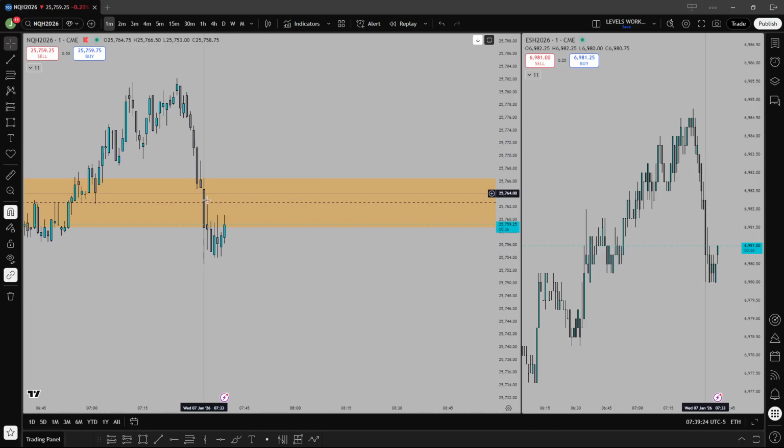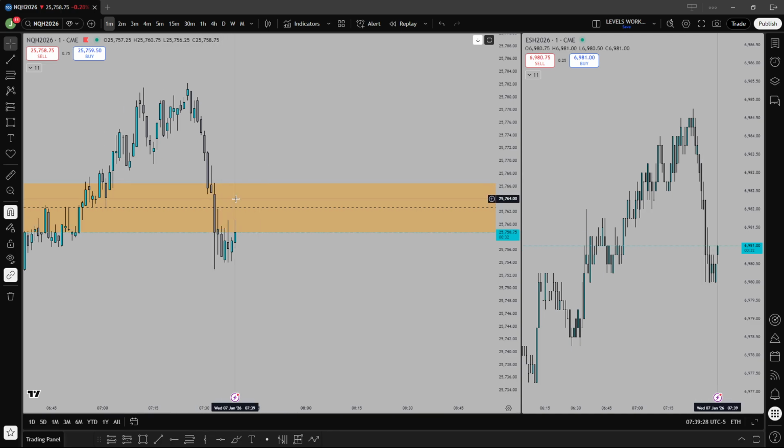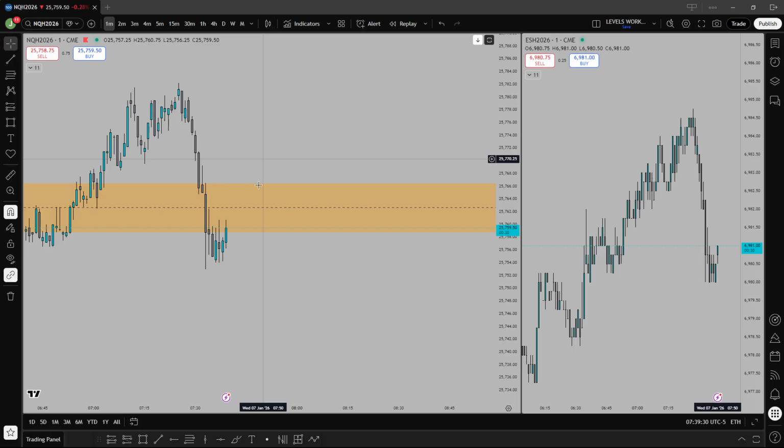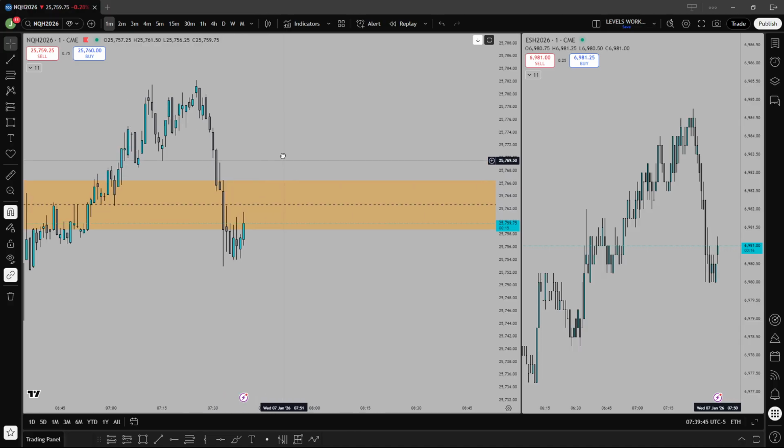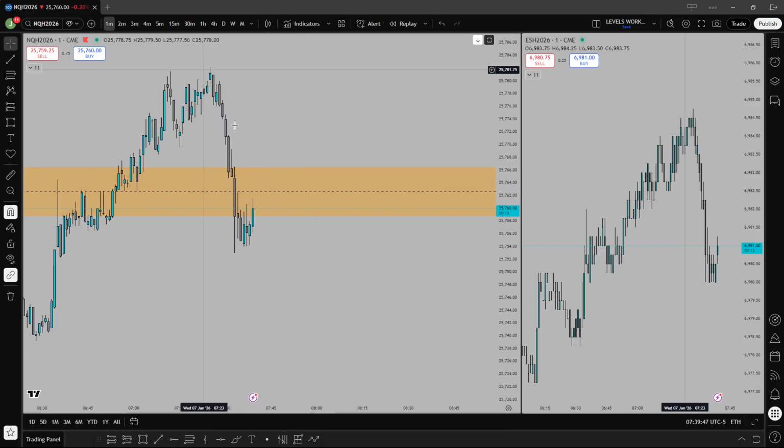It could tap into this gap. If it does, I wanna see how it rejects from here. I don't wanna see it going, or maybe it could go here. That's permissible, but I don't want any bodies closing here or outside of this gap. It could of course go to seek discount here.